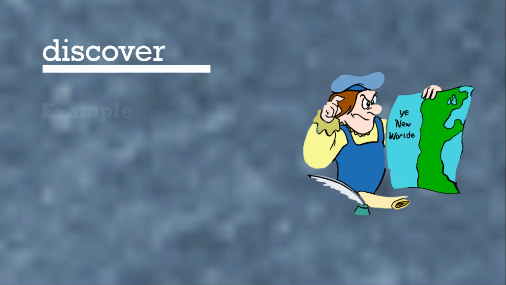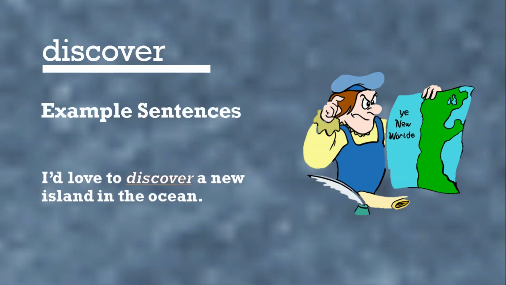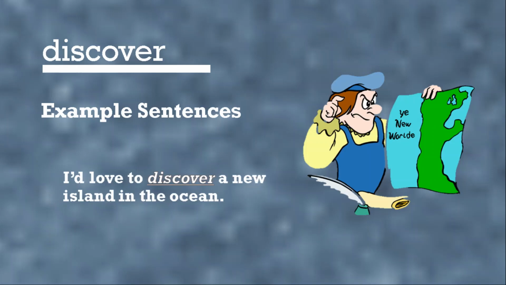So, example sentence number 1: I'd love to discover a new island in the ocean. Okay, so in this context, the person wants to discover a new island in the ocean. That means he or she wants to discover a new island that hasn't been found by anyone, and that person wants to be the one to find it. This is the first meaning of the word discover.